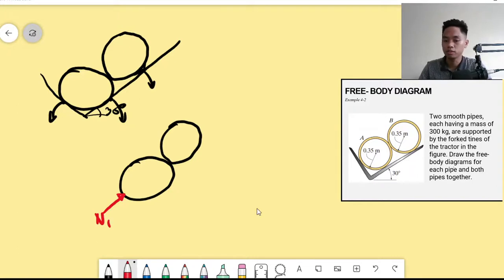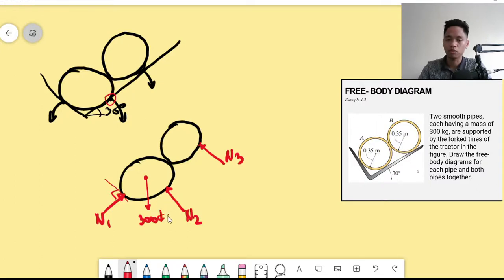Normal force 1. It should be perpendicular, right? If this is your N1, it should be perpendicular to your surface. Here too, since this is a contact, this would be our N2, and this one is also a contact, this would be our N3. N means normal. Then we have the weight. Weight is always acting downward. That is 300 kilogram.